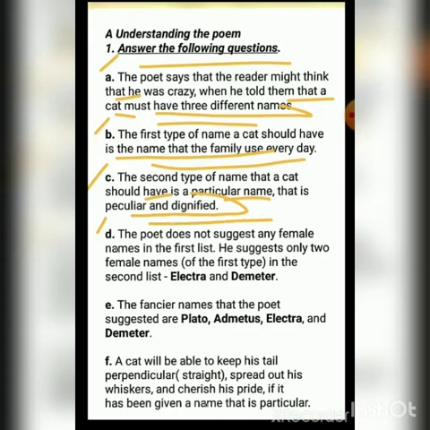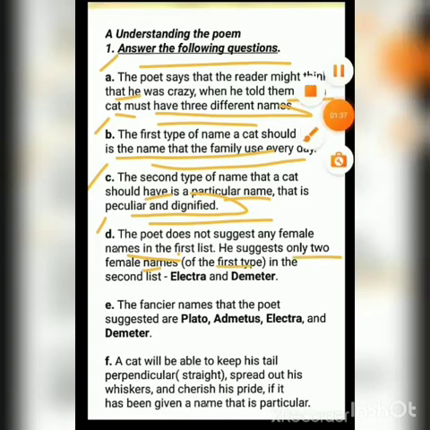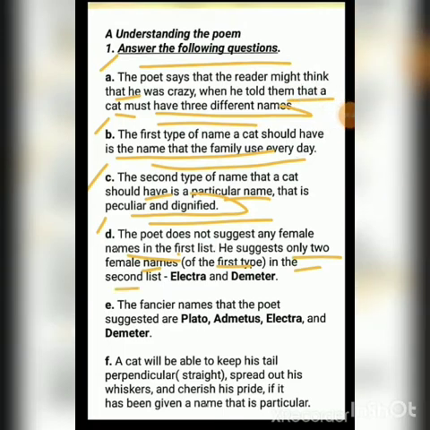The poet does not suggest any female names in the first list. In the first list, he has not suggested any female names. He has suggested only 2 female names of the first type in the second list, that is Electra and Demeter. Alright, so the E part is which fancier names does the poet suggest? The fancier names that the poet suggested are Plato, Admetus, Electra, and Demeter.